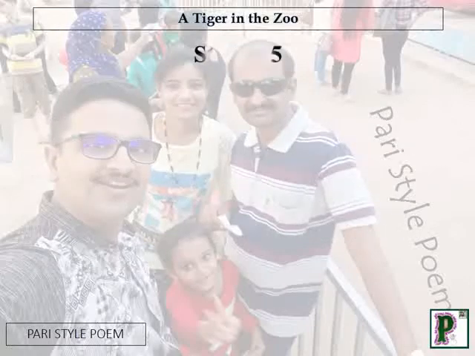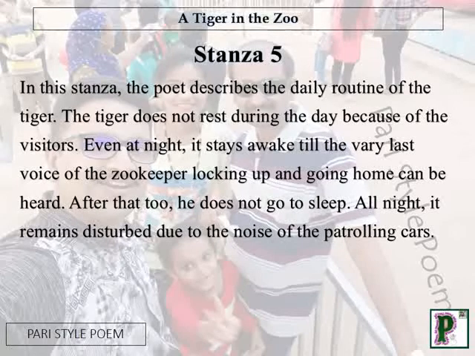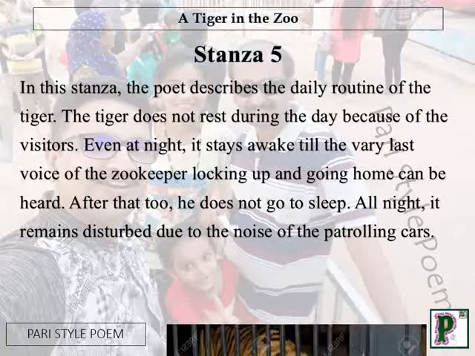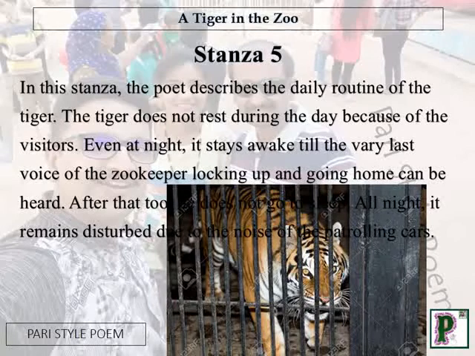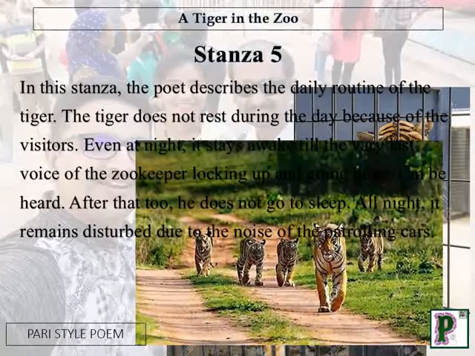Stanza 5. In this stanza, the poet describes the daily routine of the tiger. The tiger does not rest during the day because of the visitors. Even at night, it stays awake till the very last voice of the zookeeper locking up and going home can be heard. After that too, he does not go to sleep. All night, it remains disturbed due to the noise of the patrolling cars.